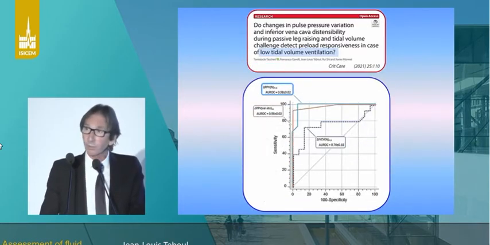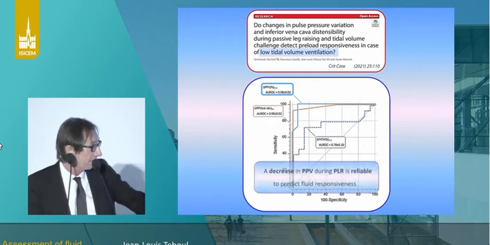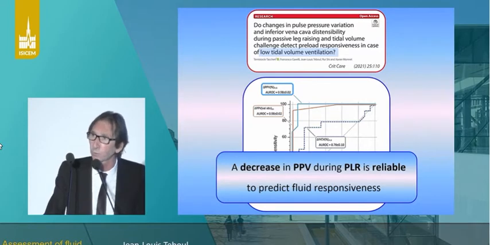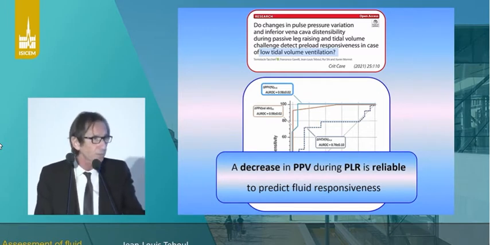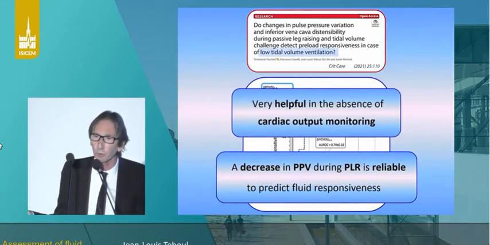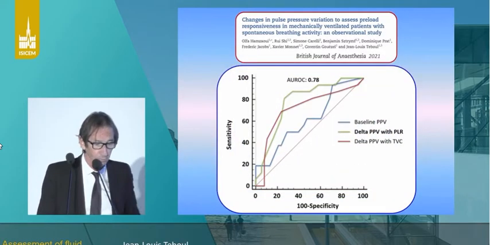You also can use the change in PPV, pulse pressure variation, during passive leg raising. And this worked very well. In this recent study I already talked about, we show that a decrease in PPV during PLR is reliable to predict responsiveness, far better than PPV alone. This is an option because you don't need any cardiac output monitor to do this, and it is very helpful again in patients with COVID-19.